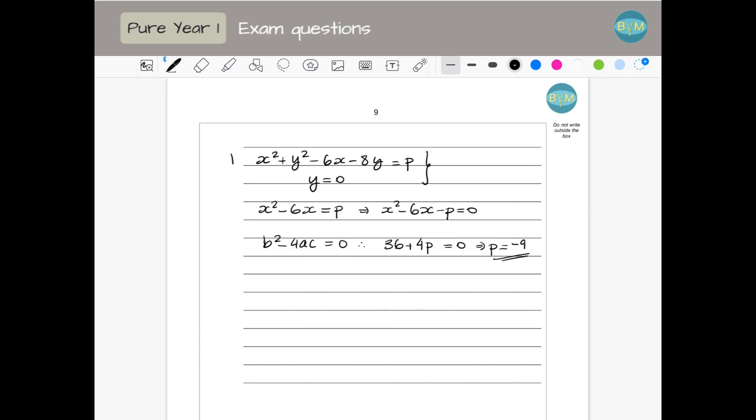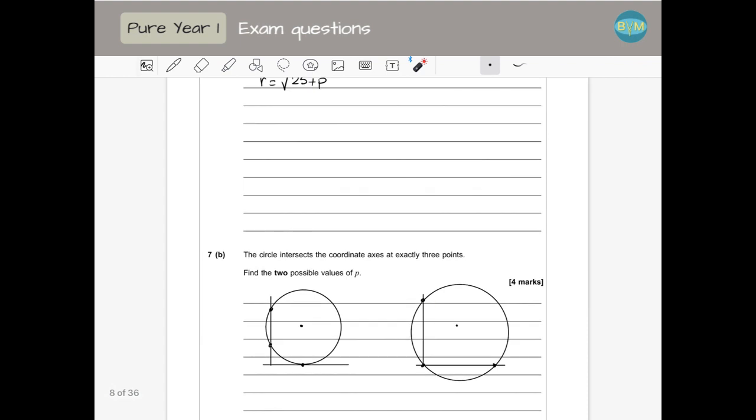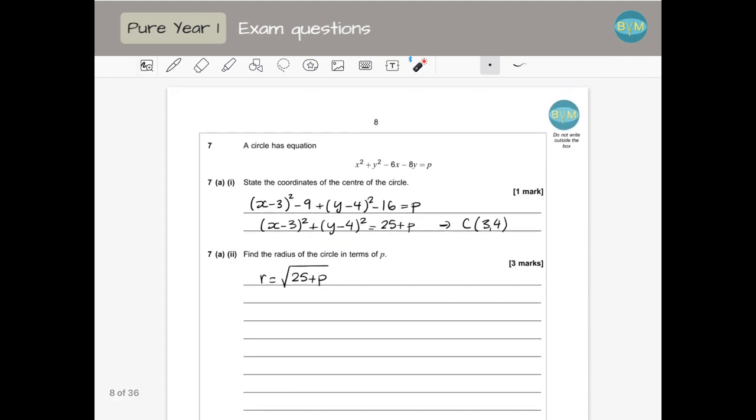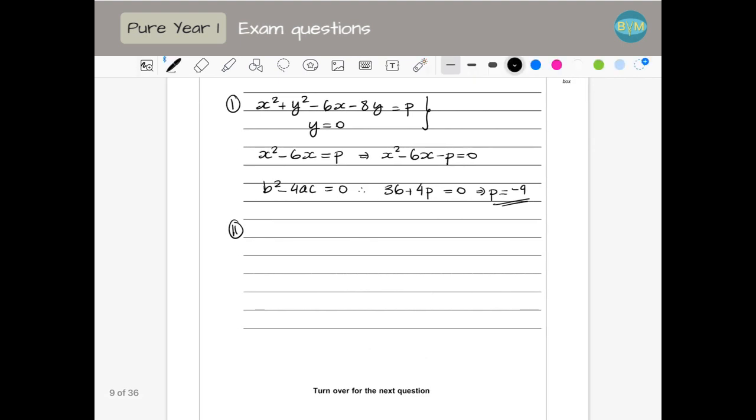This was option 1. Option 2 is that it passes through the origin, therefore cutting in 3 points again. If it passes through the origin, 0, 0 must satisfy the equation. So that means 0, 0 gives p. So the other option is that p is 0, because 0, 0 is on the circle. That means that p is 0.